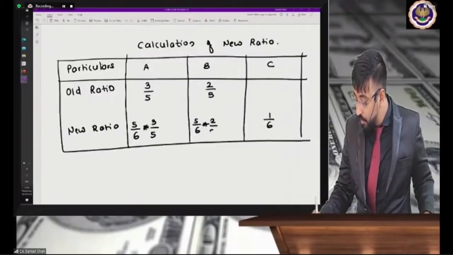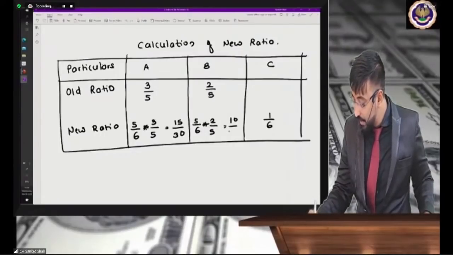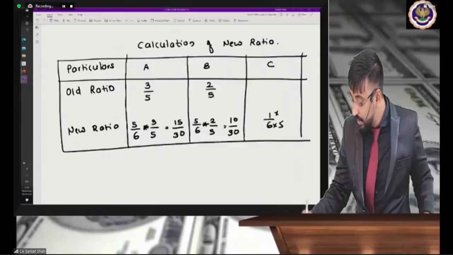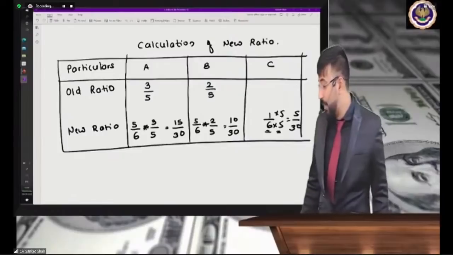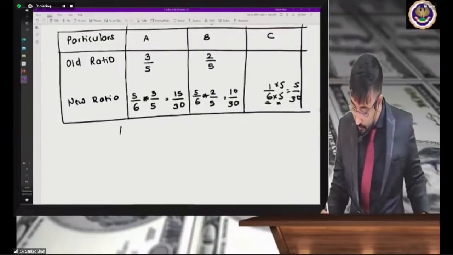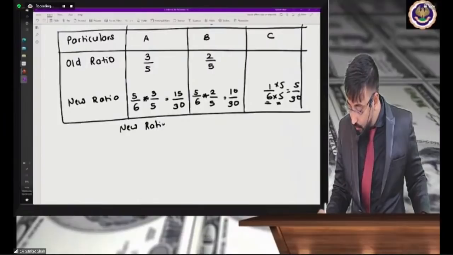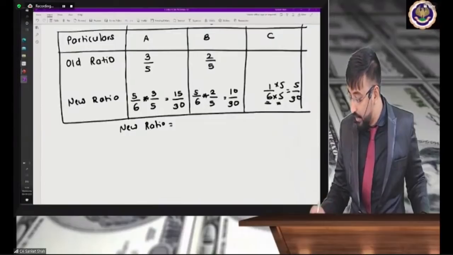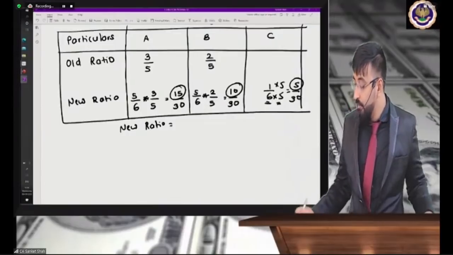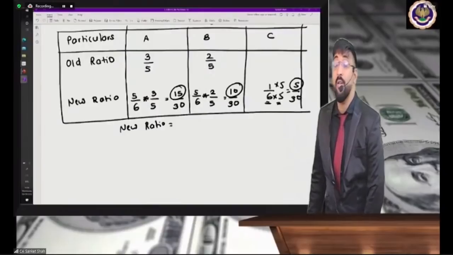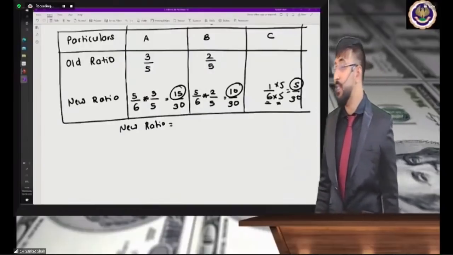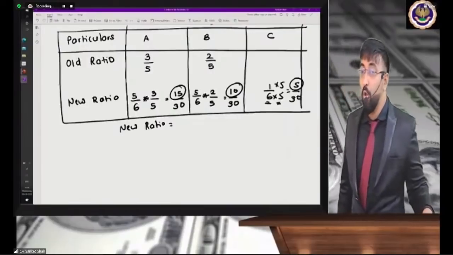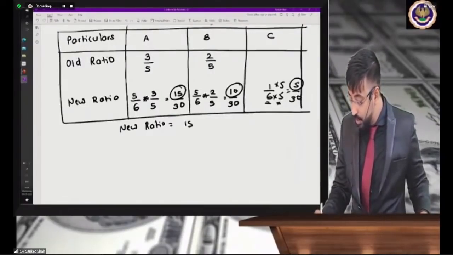3/5, 2/5. So this is 15/30. This is 10/30. And this you will multiply the denominator, you want to make 30. So 5/30. So new ratio is 15 plus 10, 25 plus 5, 30. Means we are on the correct path. So take a total of this. Whether you are getting 30, yes. If yes, you are on correct path. So 15 plus 10 plus 5, what is the total? Total is 30.